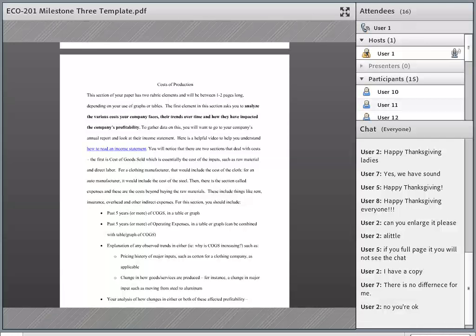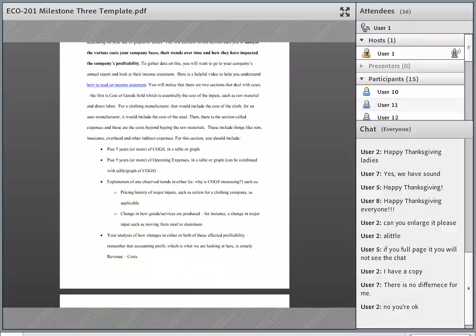So again, those are the main things that you want to look at, and it's all bulleted here. You're going to want to get the past 5 years of cost of goods sold. You can present that in a table or graph, sort of like what you did with revenue in the last milestone. And then also operating expenses. So this is kind of setting you up for the next critical element, because the next critical element is going to ask you to look at variable versus fixed costs.